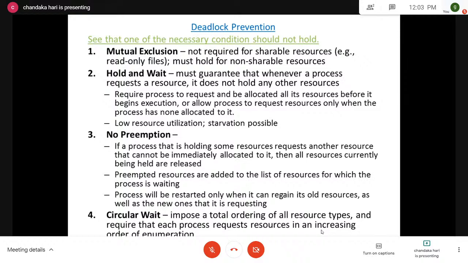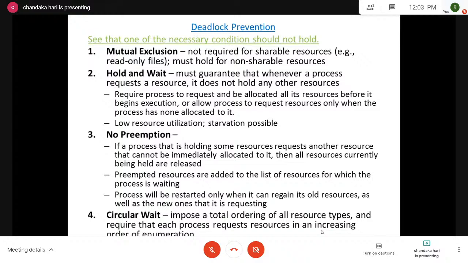We must guarantee that whenever a process requests a resource, it is not held by anyone else. So you should try to see that whatever resource you are requesting should not be locked by any other process. How can you guarantee that? One scientist has told that the solution is that before requesting any particular resource, you should release all the resources that you have already acquired.